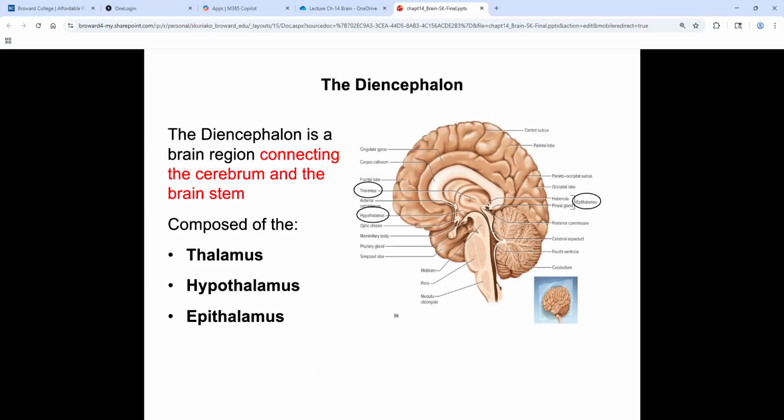Diencephalon. Now, diencephalon is a region above the brainstem. We talked about the brainstem. So this is the brainstem, right? Brainstem has got three parts, we said: midbrain, pons, and medulla oblongata. Above the brainstem, you have the diencephalon. It has got three regions: thalamus, hypothalamus, and epithalamus.